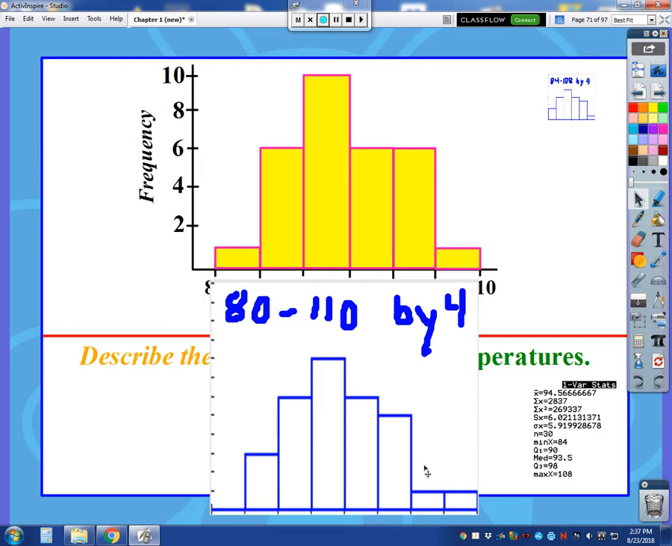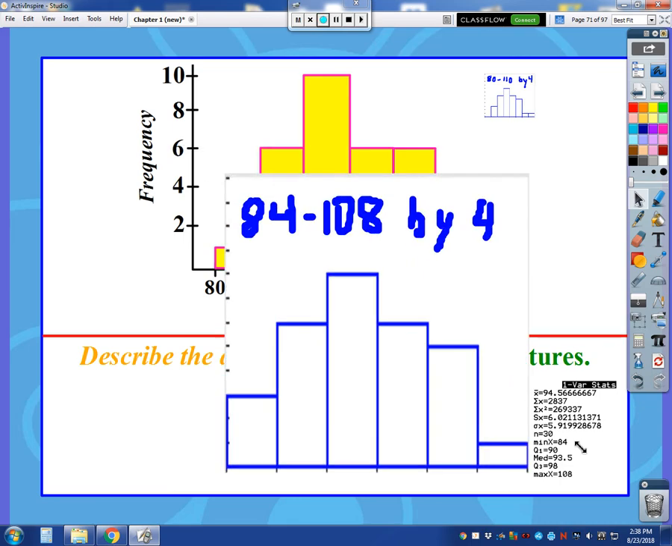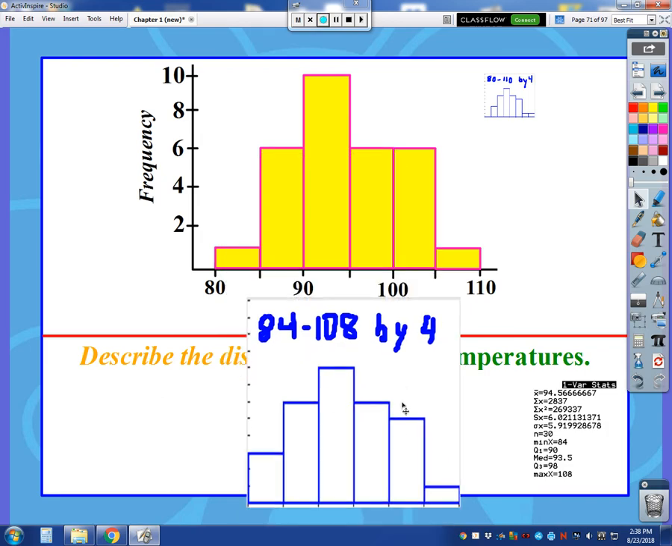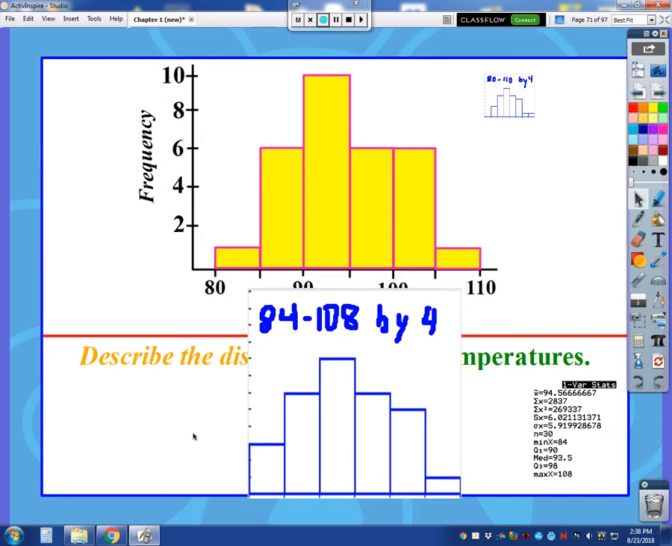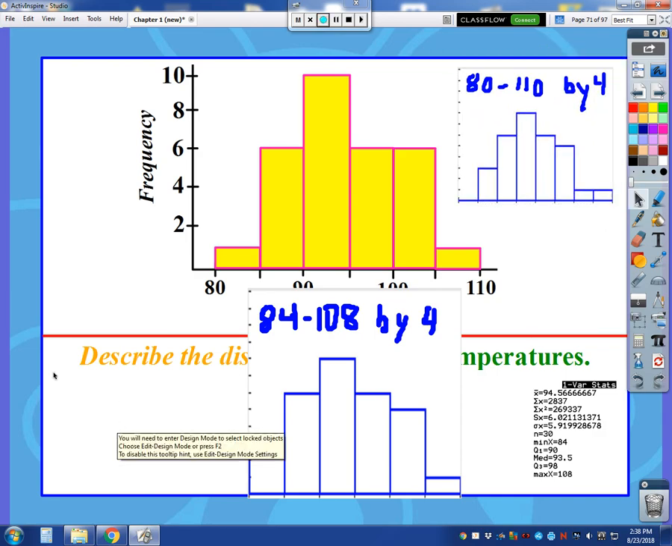So it doesn't look terribly different, but it does look somewhat different, okay? And another example is, what if I had started at 84 and went to 108 and I decided to count by fours? Then here's what my histogram would look like. And does it look drastically different than really either one of these histograms here? I would say, no, I don't think they look drastically different, but they do look somewhat different.